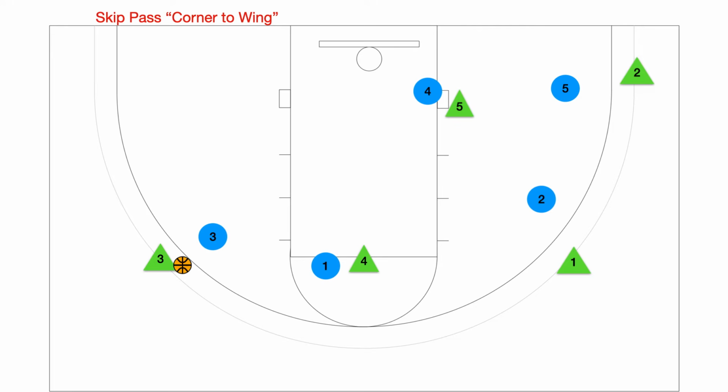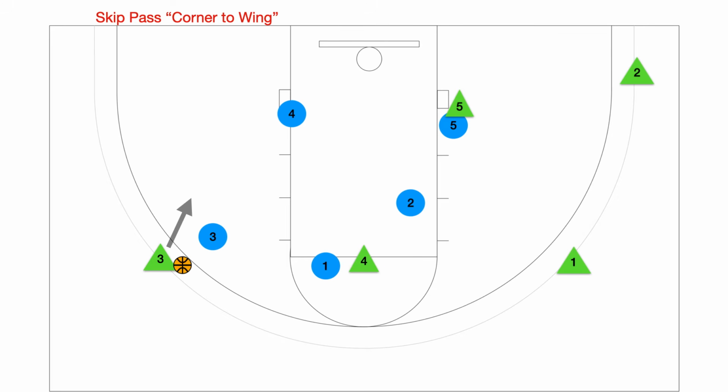Post players 4 and 5 will shift over onto the blocks. Player 2 will come over for backside help, having 1 foot in the key. Player 4 will shift over and be on the ball side block to help with the possible drive to the basket. Remember, we want the post players to anticipate a pass to the corner.